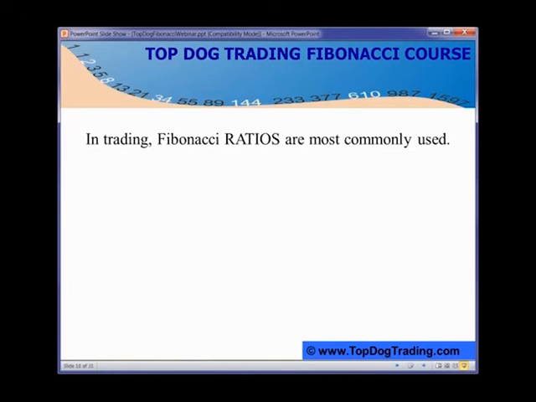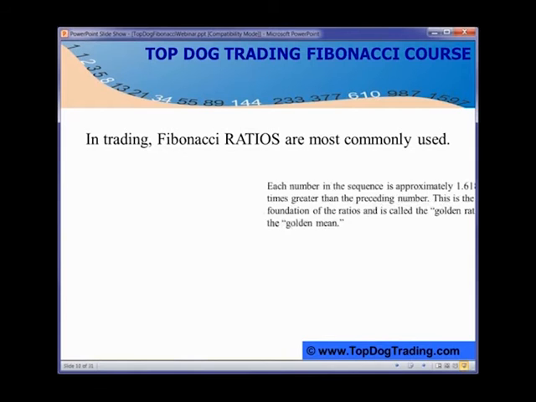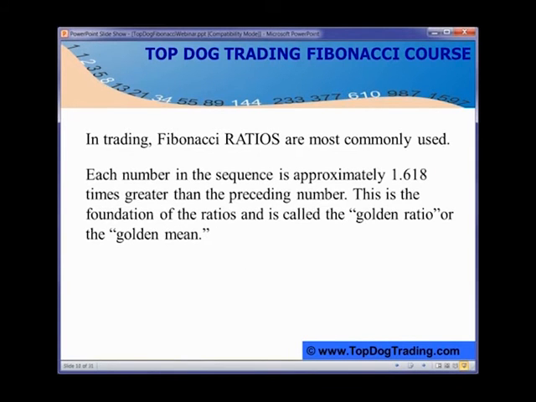They don't use the numbers of the sequence, but they use the ratios. Now, if you're a Gann trader, then you use the numbers in the sequence as well, and that's fine. But today we've got to limit ourselves. We're not talking about Gann today. We're talking about Fibonacci ratios. So how are these ratios derived?